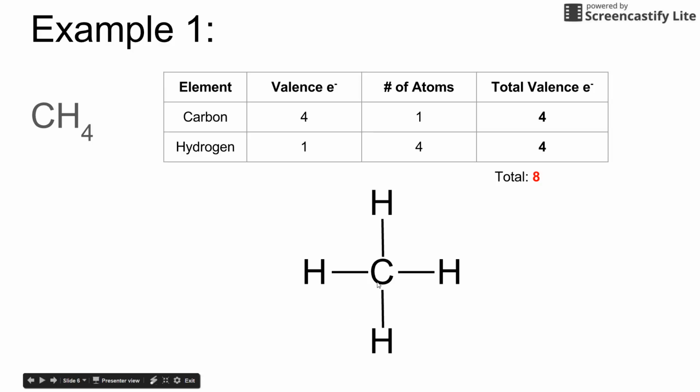The next thing you need to do is check to make sure that carbon satisfies the octet rule. So you have 2 electrons here, 4, 6, 8. This carbon has 8 electrons, and it satisfies the octet rule. So this is the dot structure for methane.